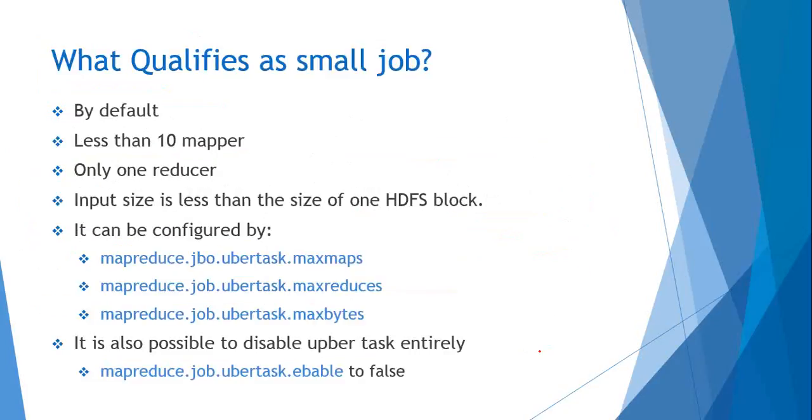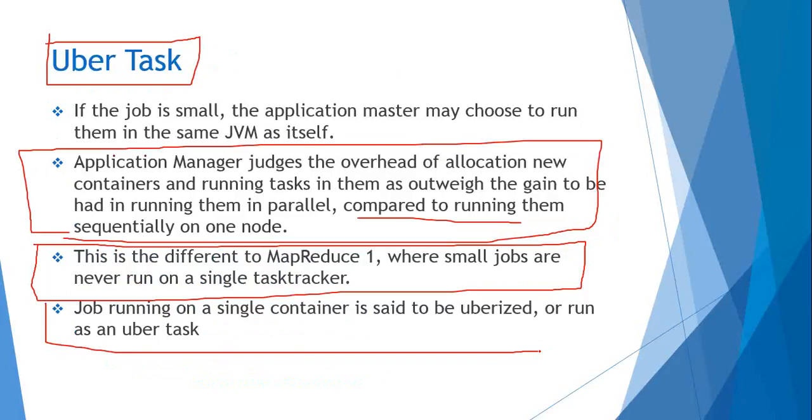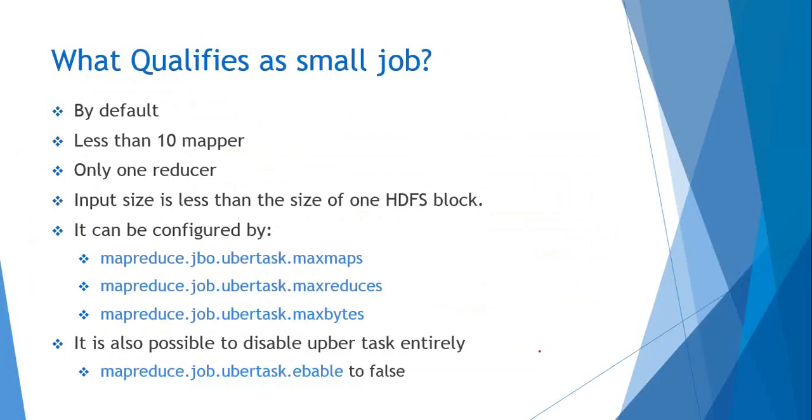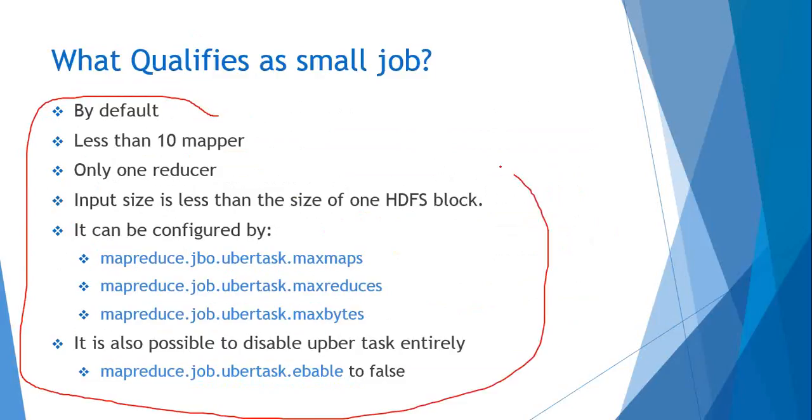Yeah, just one question. How does the application master judge whether a job is small or not? That is what I'm talking about on the slide. Again, these things are configured. These are the default values, but you can always configure them.